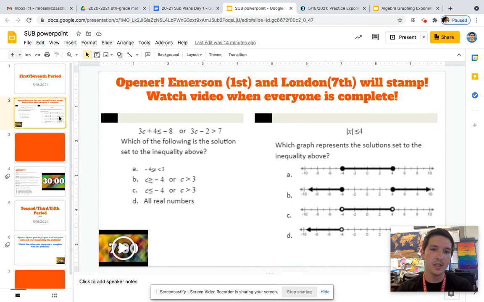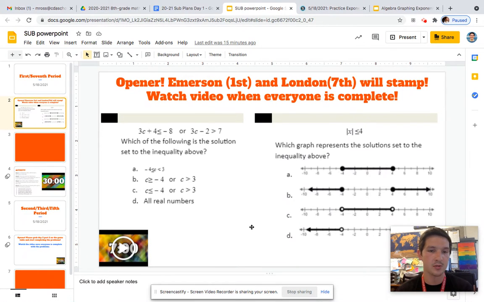Let's go over the opener. Thank you, London and Emerson, for stamping the journals today. Let's go to number 1. 3c plus 4 is less than or equal to -8, or 3c minus 2 is greater than 7. If you remember how to do these, they are just inequalities, and we solve them exactly the same as linear equations, except if you divide or multiply by a negative number, you have to flip that sign. So let's do the first one.